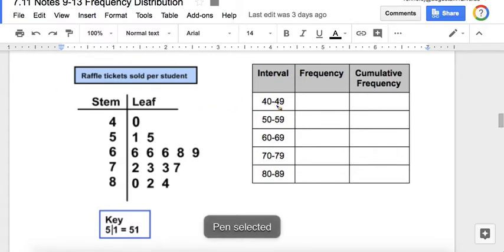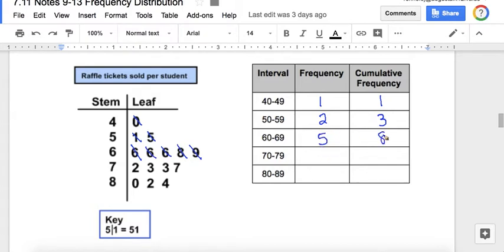So the frequency from 40 to 49 is just 1. Therefore, the cumulative frequency will be 1. 50 to 59, I have a frequency of 2. Therefore, the cumulative frequency will be 3. 60 to 69, I have 1, 2, 3, 4, 5. So the cumulative frequency will now be 8. 70 to 79, I have 1, 2, 3, 4. So the cumulative frequency will now be 12. 8 plus 4 is 12. And 80 to 89, 1, 2, 3. And the cumulative frequency will now be 15.